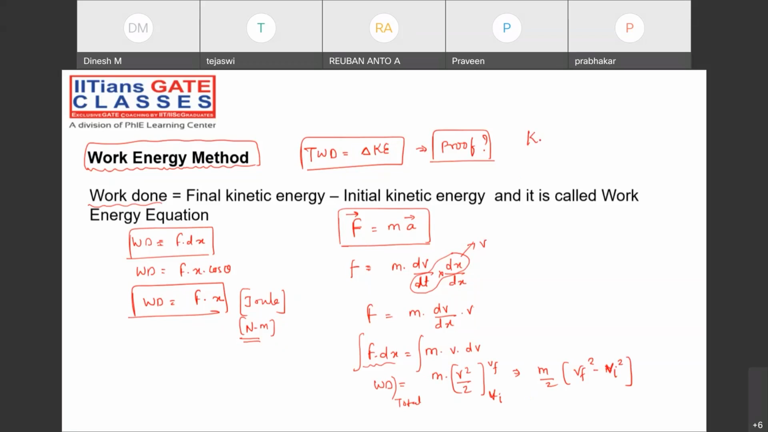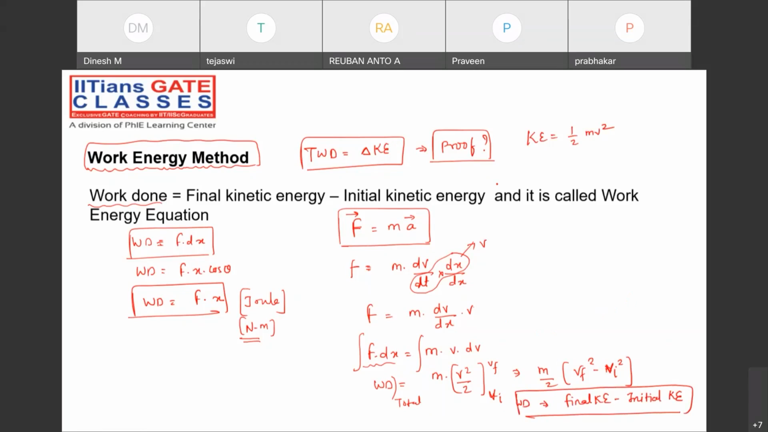You know that the kinetic energy is what? Half of mv square. So what we can write? Final kinetic energy minus initial kinetic energy. Yes or no? Got the proof, my dear friend? All of you? Perfect. Note it down. Very, very important.